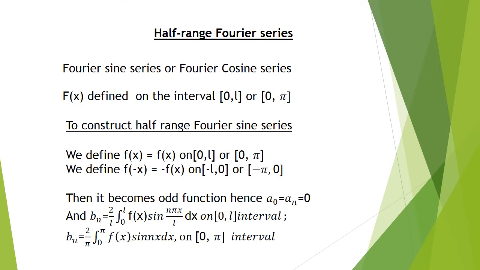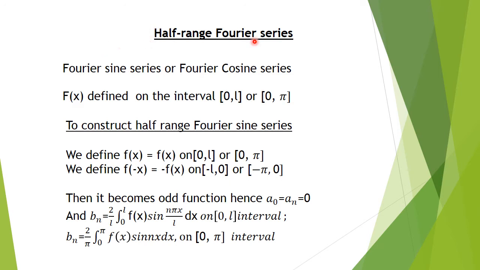Next we have half range Fourier series. So far in the first two slides, we have seen that the length of the interval is either 2L or 2 pi. What is the length of the interval of a Fourier series function? It was either 2L or 2 pi.